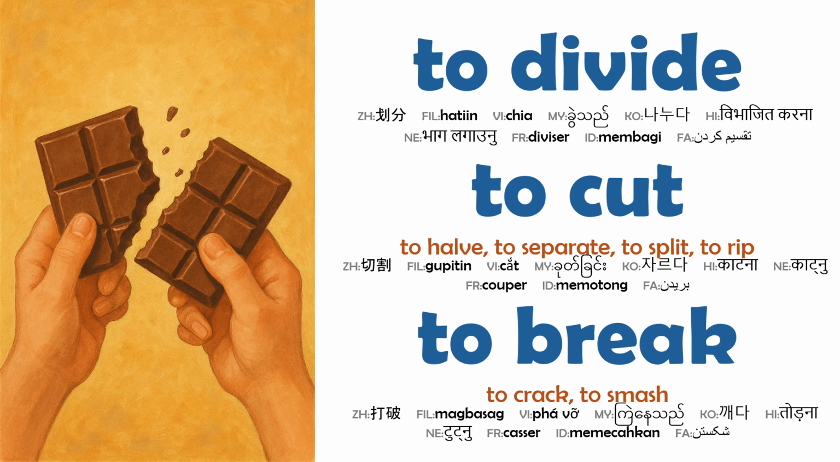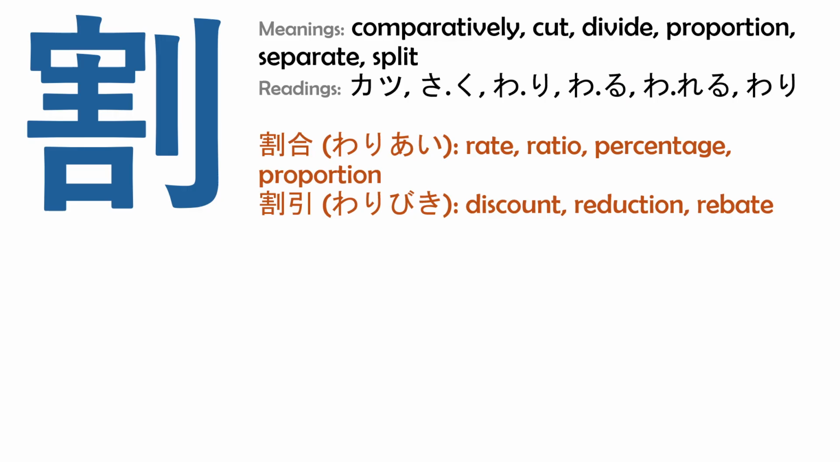It can also mean to break when something is fragile or weak, or to dilute as you mix a liquid into a solution. Each usage changes slightly based on context, but it always involves separating or changing the form of something. The first kanji means to split or divide, and by extension, it can mean a rate or ratio.